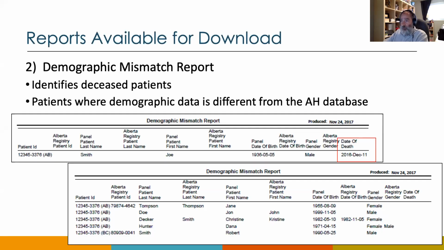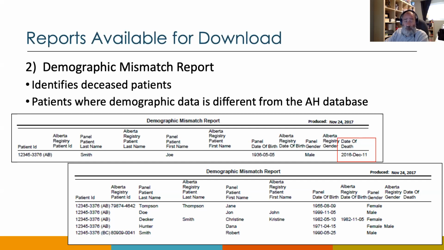The other report that's available is the demographic mismatch report. And on the demographic mismatch reports, two things happen. One is that deceased patients are identified. So if a patient is deceased in the patient-client registry and the clinic doesn't know about it yet, this is a good way to find out and hopefully help prevent some of those embarrassing phone calls that you make when you aren't aware that a patient is deceased.